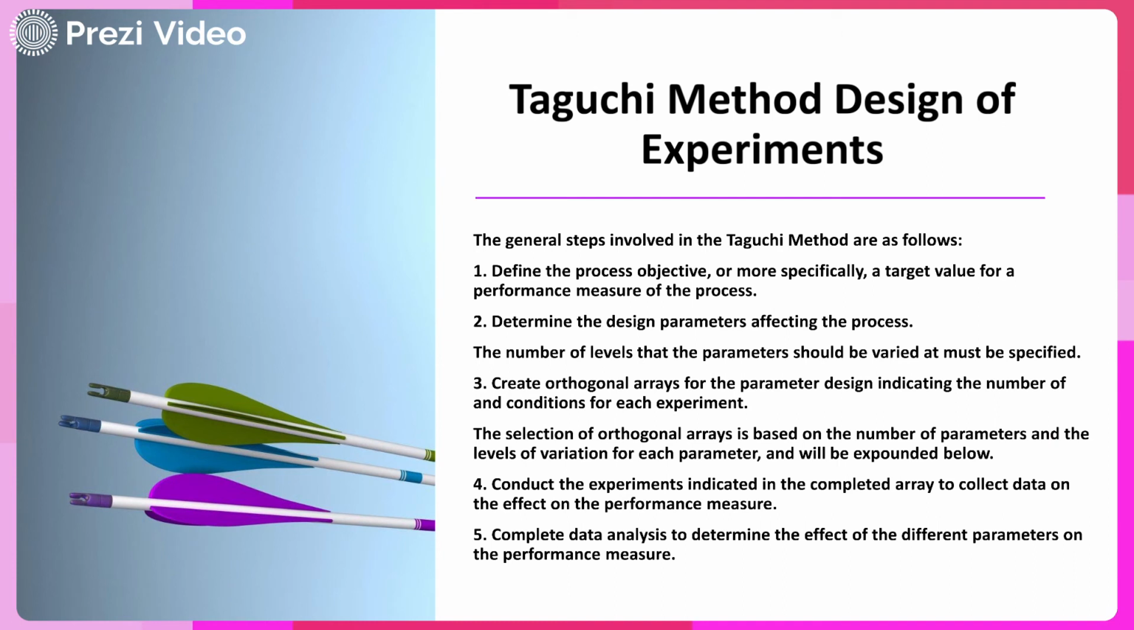So this is the standard protocol followed for the Taguchi method of design. First you have to define the objective, then you have to set up a target value for the performance measure of the process. Then the next step involves the determination of the design parameters affecting the process. Next is the creation of the orthogonal arrays. This is very important. It provides you the optimum design which indicates the number of conditions for each experiment. Then you have to conduct the actual experiments in the completed array to collect the data. And once you have obtained the data, the next step is to determine the effect of the different parameters on the performance measures. So this is the sequential way.